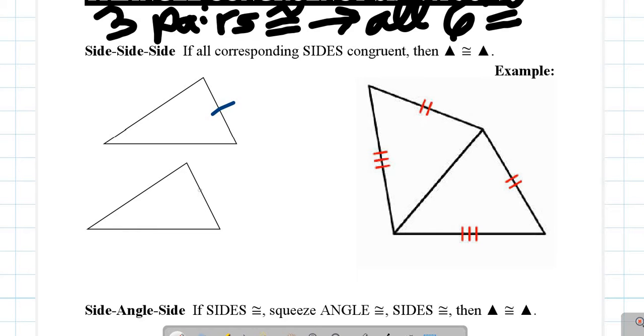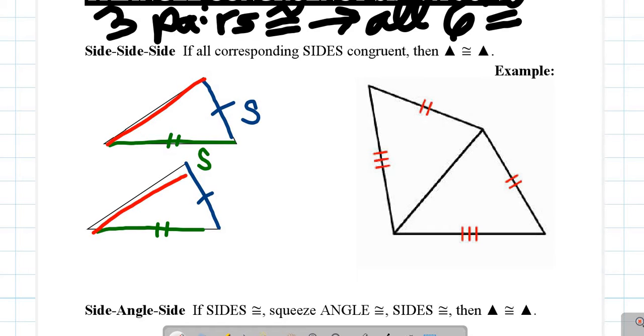When I mark sides congruent, I like to trace them, and for each pair, I put 1 S. I have a pair of sides congruent. And then if another pair of sides were congruent, I add 1 S for each pair. And I have another pair of sides congruent, 1 S for each pair. Notice I'm staying on one triangle. This is called side, side, side triangle congruency.